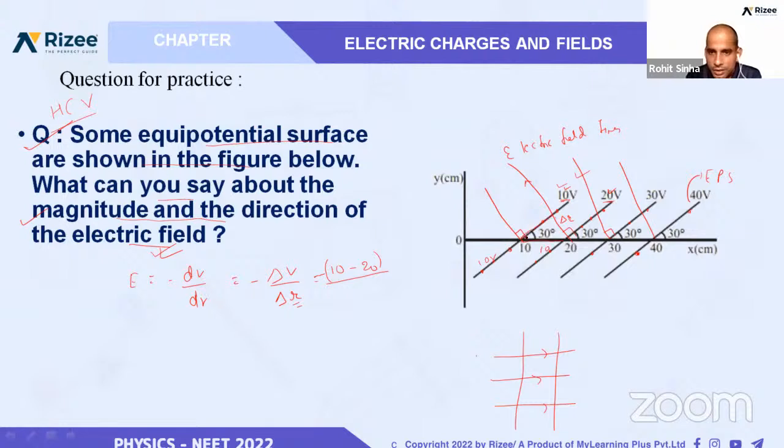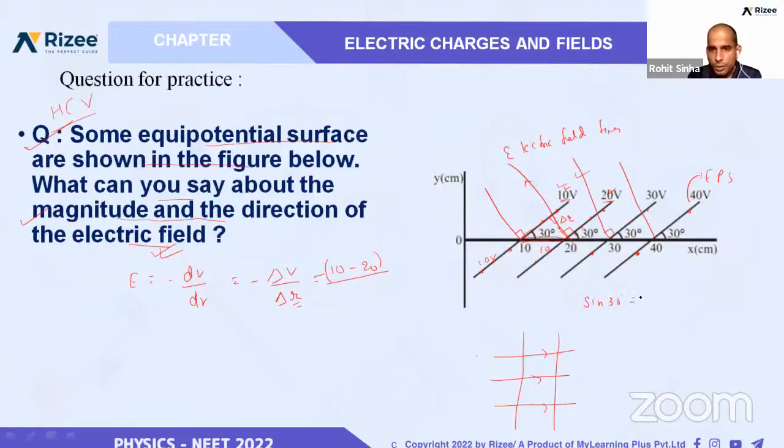Considering this triangle, it is given that this angle is 90 degrees, and we can see that this side is 10. We have to find this angle. So we take the sine of 30 degrees.